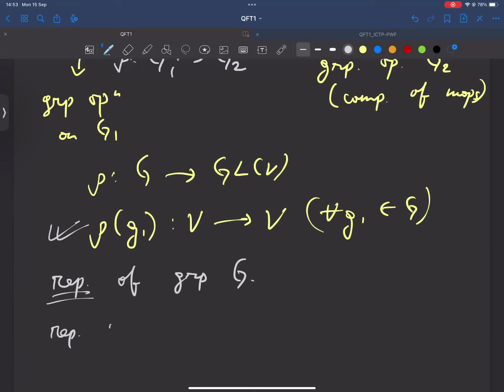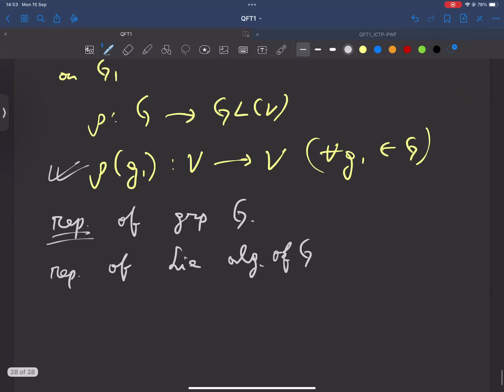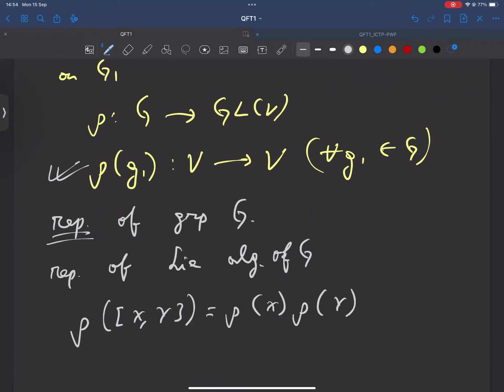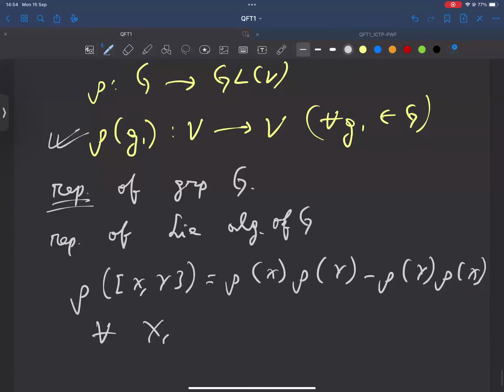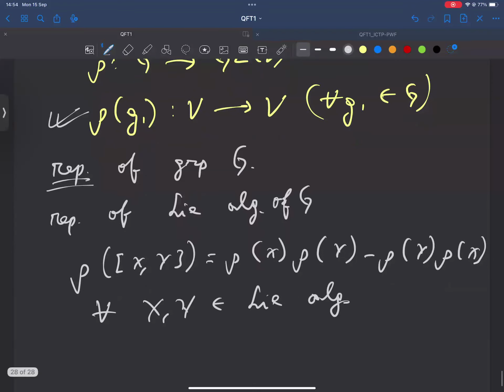Now, for a representation of a Lie algebra of this group, along with these properties of representation, it further has to satisfy the commutator structure, which is this, okay? That for any x, y elements in the Lie algebra, for all x, y belonging to the Lie algebra. That's again very natural because all we wanted to do by studying representations is to somewhere make a connection to linear algebra. We already did that with group representation.